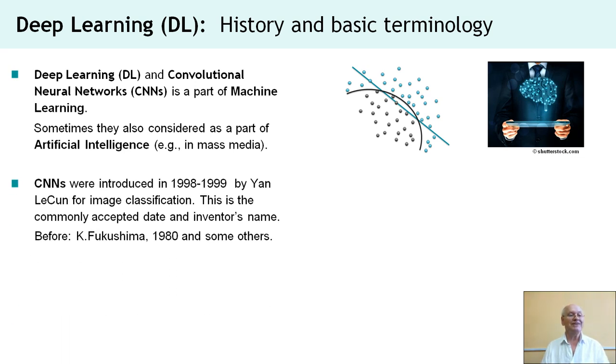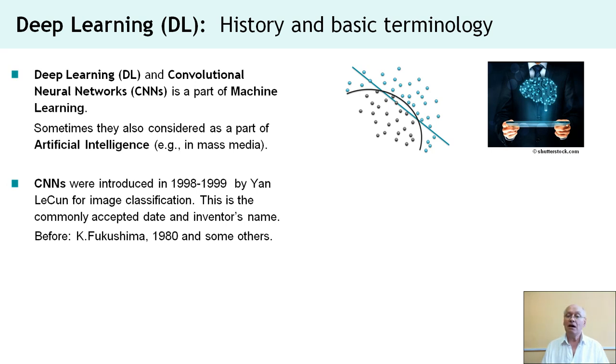So convolutional neural networks, we will be saying CNNs, were introduced in 1998-1999 by LeCun. I'm sorry for the pronunciation of French. I will never do it correctly. So they were introduced by this gentleman from France, and originally for image classification. And this is the commonly accepted date of appearance of convolutional neural networks and the inventor's name.